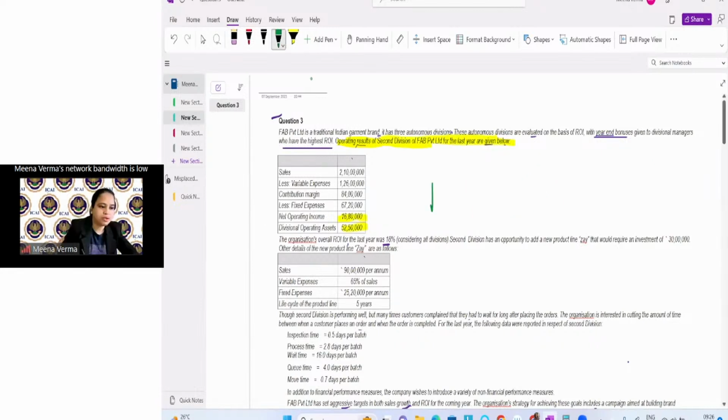They're asking you to find out return on investment. We know return on investment is the return you are earning, divided by your investment. The return, the net operating income we are earning, is this. And this is the investment information we have. Divide it, and you will get the return on investment of the second division.